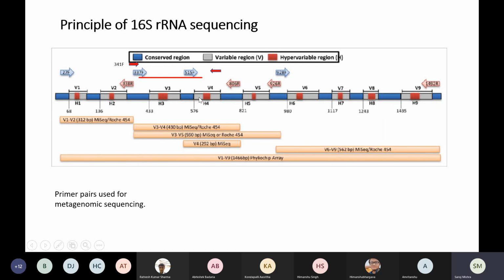In the paper which I discussed with you, they used 341F, a forward primer binding at nucleotide 341, and a reverse primer binding at this particular location. What you see here in red are the primers designed by those people, and they amplified this particular sequence in order to identify that microorganism. So apart from looking at the distribution of different microbes, you are also able to identify them only by virtue of sequencing that fragment which you have amplified.